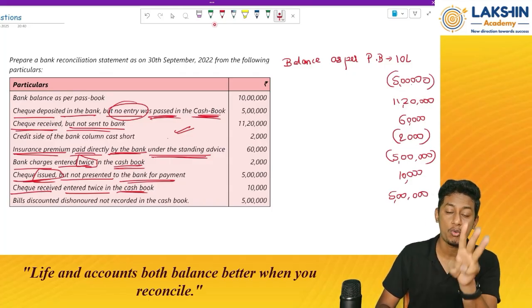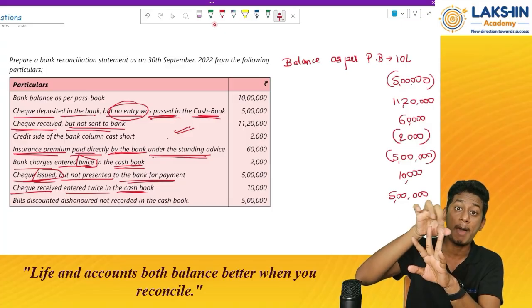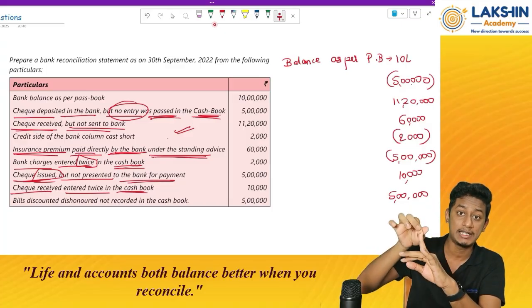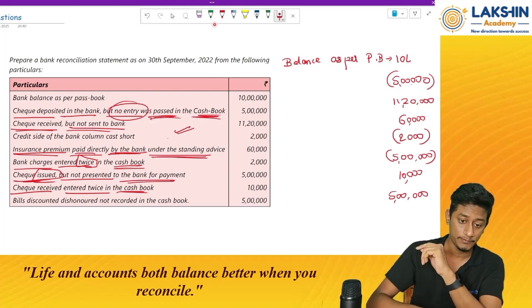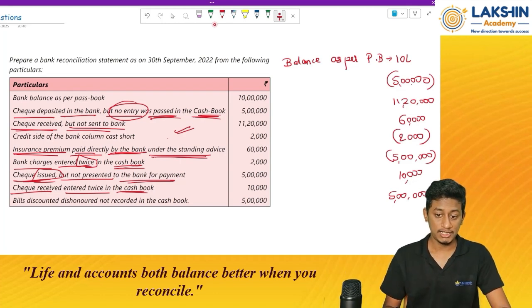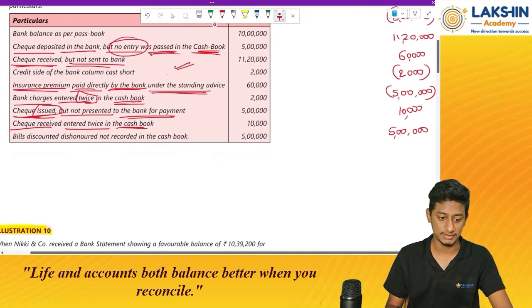Clear? We have some more columns, right? In a 3 column cash book, what are the column names? We have discount, we have cash, we have bank. We have the bank column separately maintained in the 3 column cash book. So we are talking about the bank column in the cash book. Remember this. Fine. So now let's see what happens whenever the credit side of the bank column is cast short.